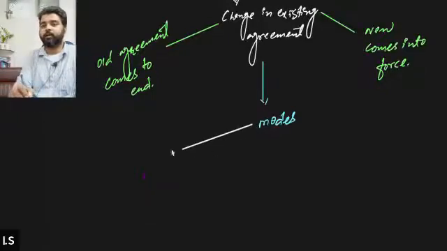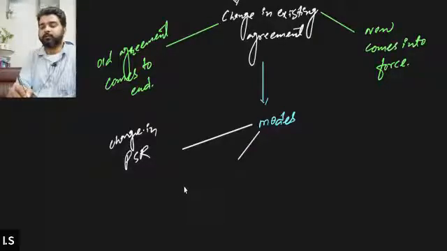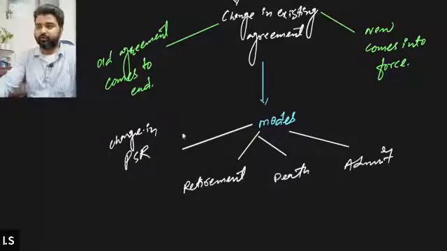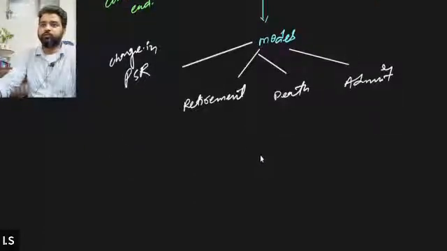So these are the various modes by which reconstitution may take place. Number one is whenever we change the profit sharing ratio of the partners, change in PSR. Then whenever there is any retirement of any partner, or any partner dies, death of partner, or whenever you admit any new partner into the partnership. All of these are the causes of the reconstitution.